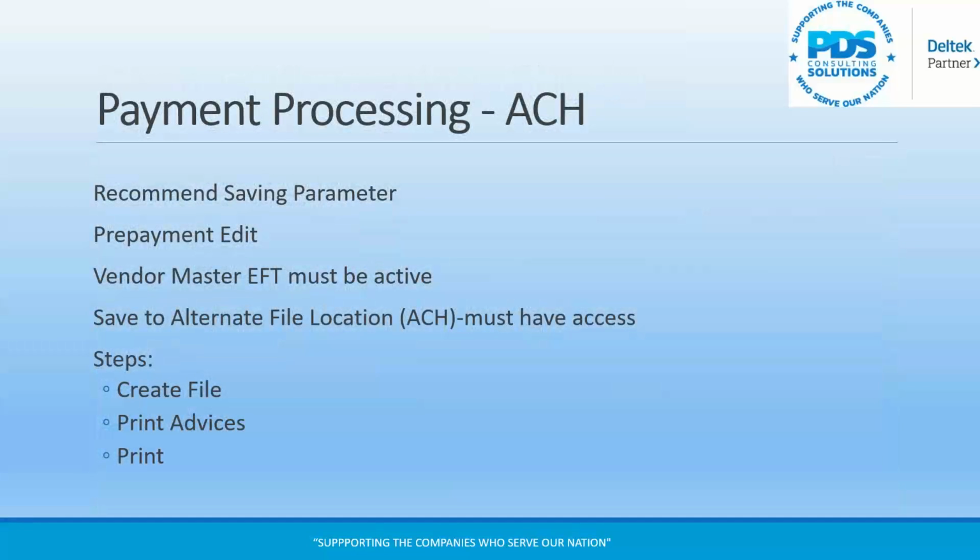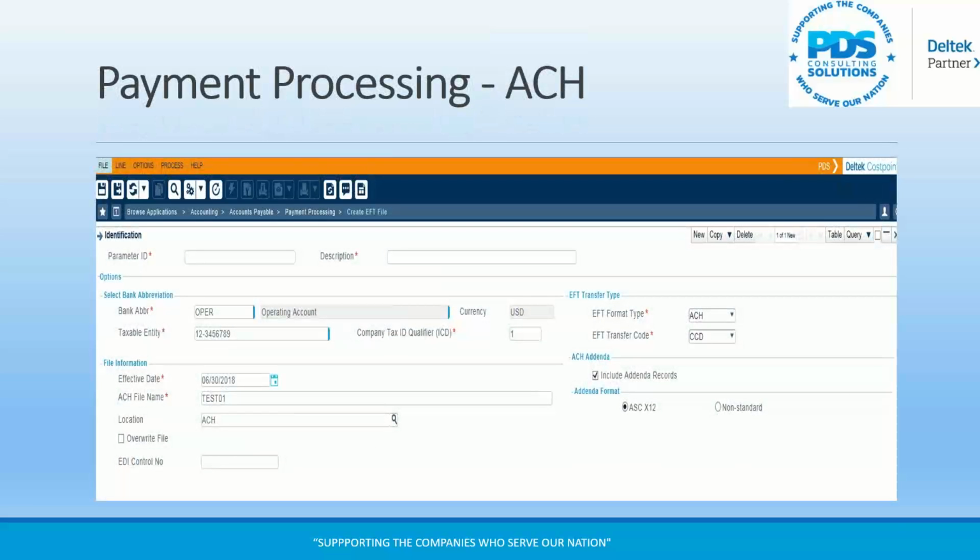Likewise, if we're processing ACH payments, as I've said, I do recommend saving a parameter on how this should look. Print your prepayment edit. Your vendor master must have the EFT active flag. You will save this ACH file to an alternate file location that you must have access to upload to the bank. So we will create the file and we'll print our advices.